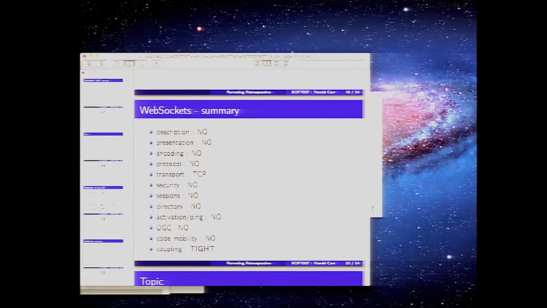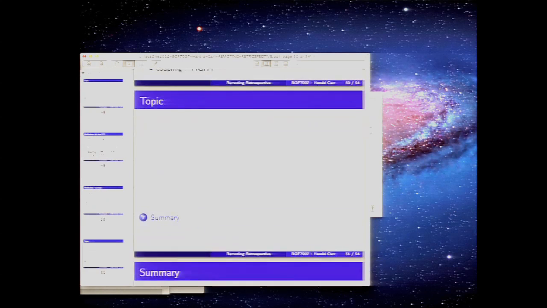So here's WebSockets, right? What does it have? Nothing. It's got transport, TCP, and it's got coupling, super tight. Because whatever you send on the wire, the only person that's going to see it and understand it is yourself. So that's really tight coupling.